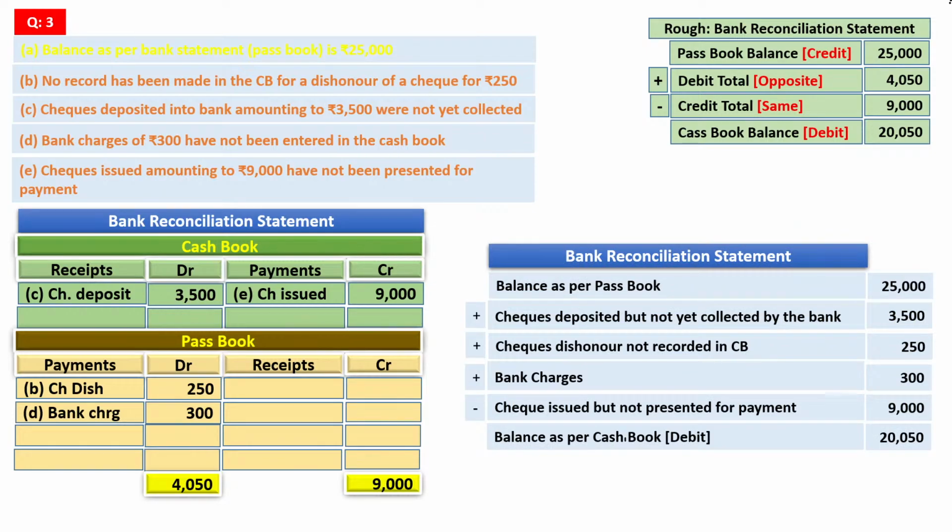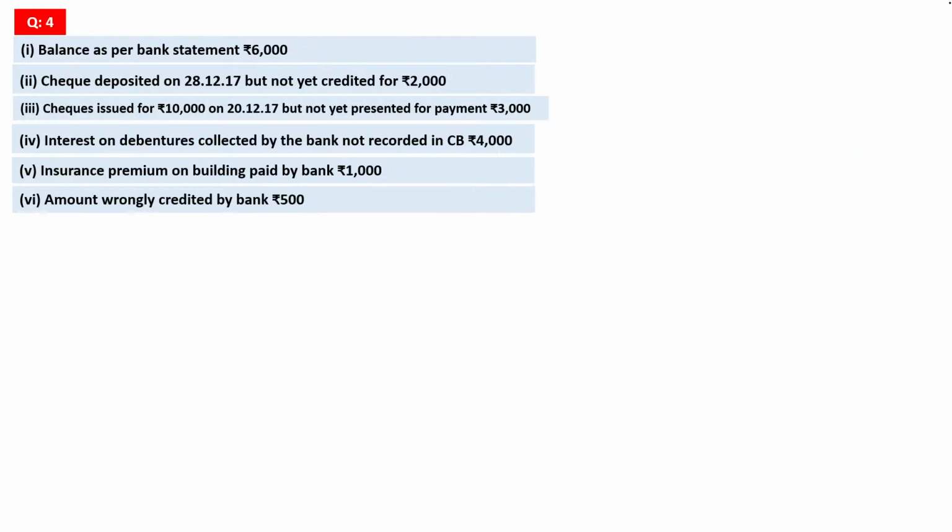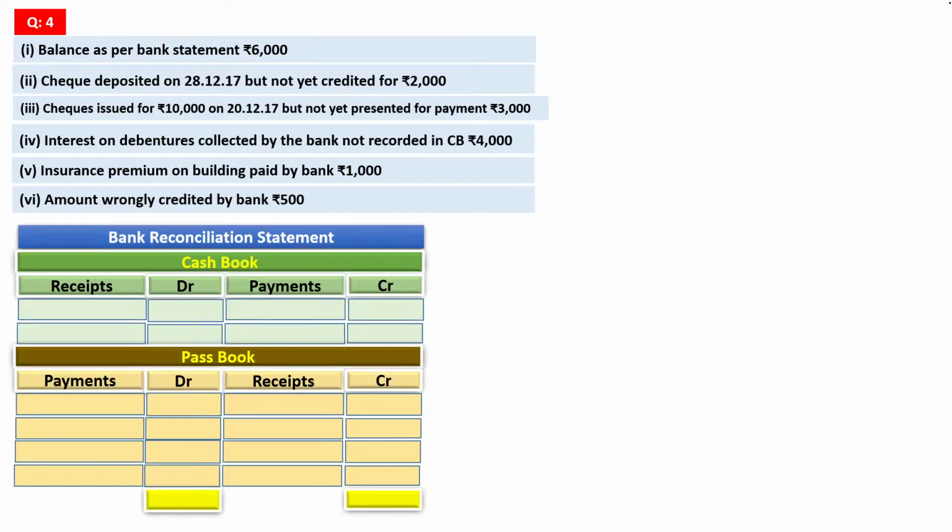Clear? Question number 3. See, all these illustrations are from the plus one book only. Okay. Question number 4. The same way, we'll start with the reconciliation statement working note.